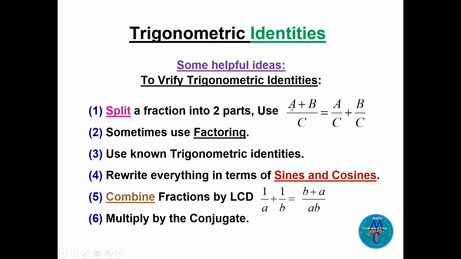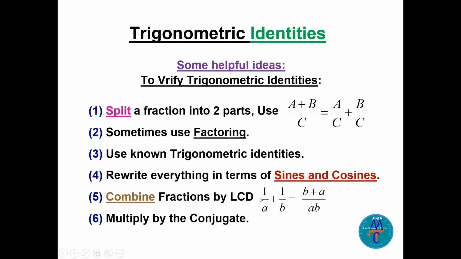If you have a fraction like a plus b divided by c, you can split it into a over c plus b over c. These are all sines and cosines and other trigonometric functions. Sometimes we can use factoring, or you can use the formulas that we know. Number 4, you can rewrite everything in terms of sines and cosines. So everything you can change to sines and cosines.